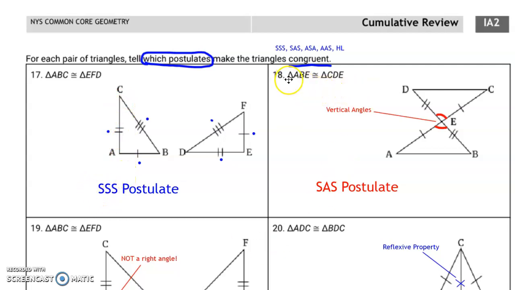For question number 18, it wasn't given to us, but I know that these 2 angles here are called vertical angles. They're across from each other, which means they are congruent to each other. They're formed by 2 intersecting sides, and they meet at this point, which is called the vertex. That's why they're called vertical angles, because they share a vertex. Trivia. Anyway, I know that this side partners up with this side, and these 2 angles partner up. That means I have a side, angle, side postulate.